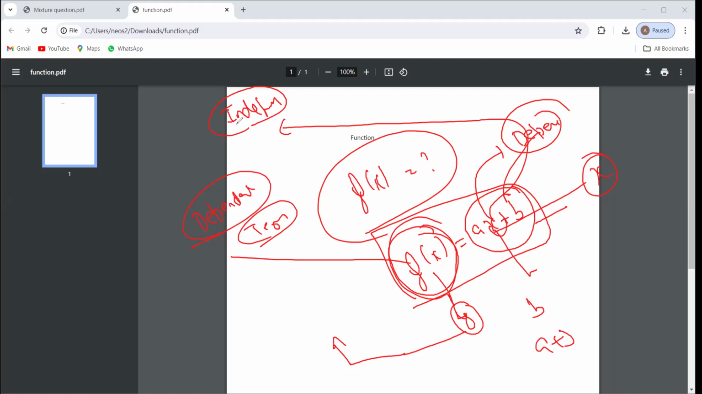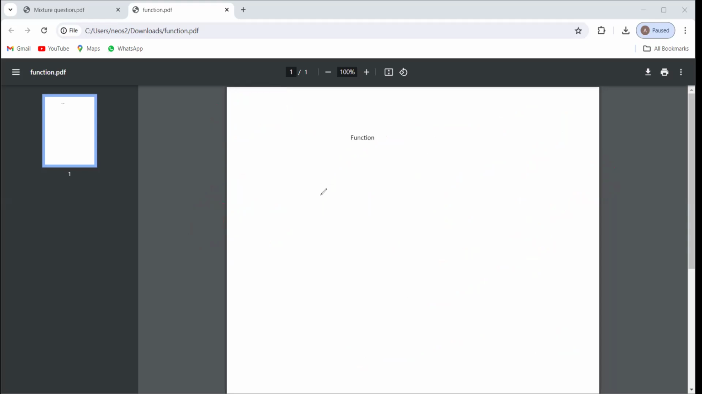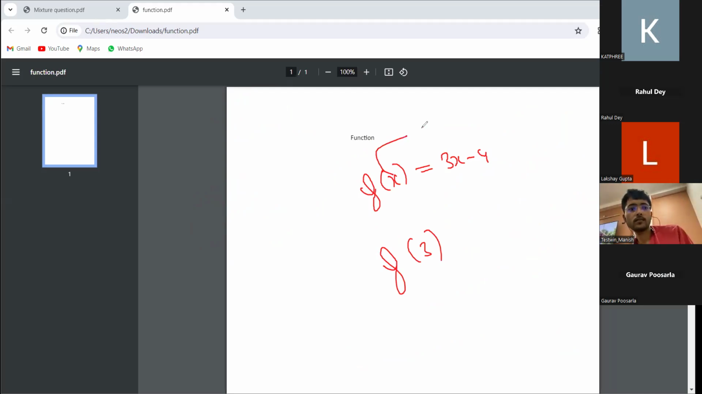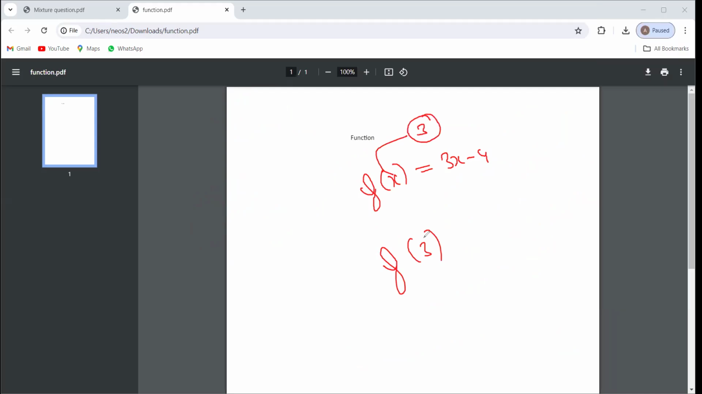है ना? एक तरीके से ये बोल सकते हैं ना? कुछ और टर्म देखते हैं. Let us see. For example, I am writing f of x as 3x minus 4, right? Fine. And I'm telling you to find f of 3. So what I mean to say, instead of x, what do you substitute? 3. That's what I'm meaning to say, right? So what it would be? 9 minus 4, 5. Right?